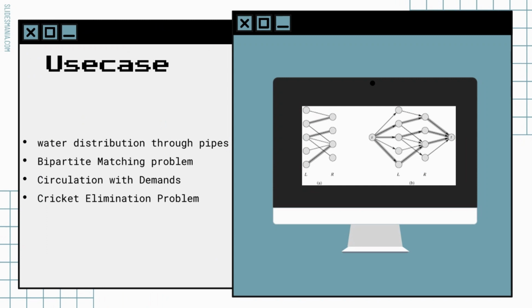Now have a look at the use cases of this algorithm. Water distribution through pipes, bipartite matching problem. Side by side I have shown this problem. Circulation with demands and cricket elimination problem.